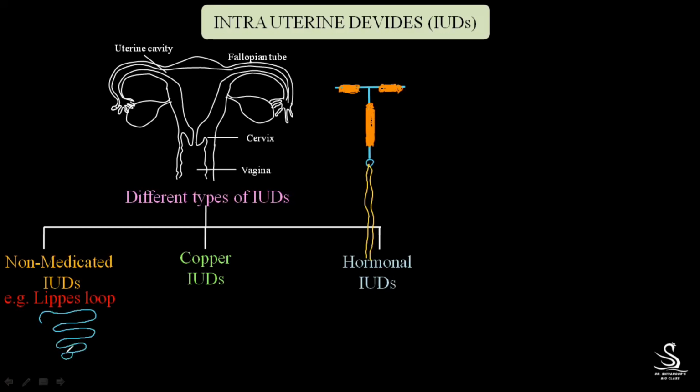And even they are tied with the thread over here. They do not contain anything, but there are some non-medicated IUDs nowadays that come along with barium. But earlier, it was just a simple plastic device. Then you might be thinking, sir, how does this simple plastic device bring about contraception?